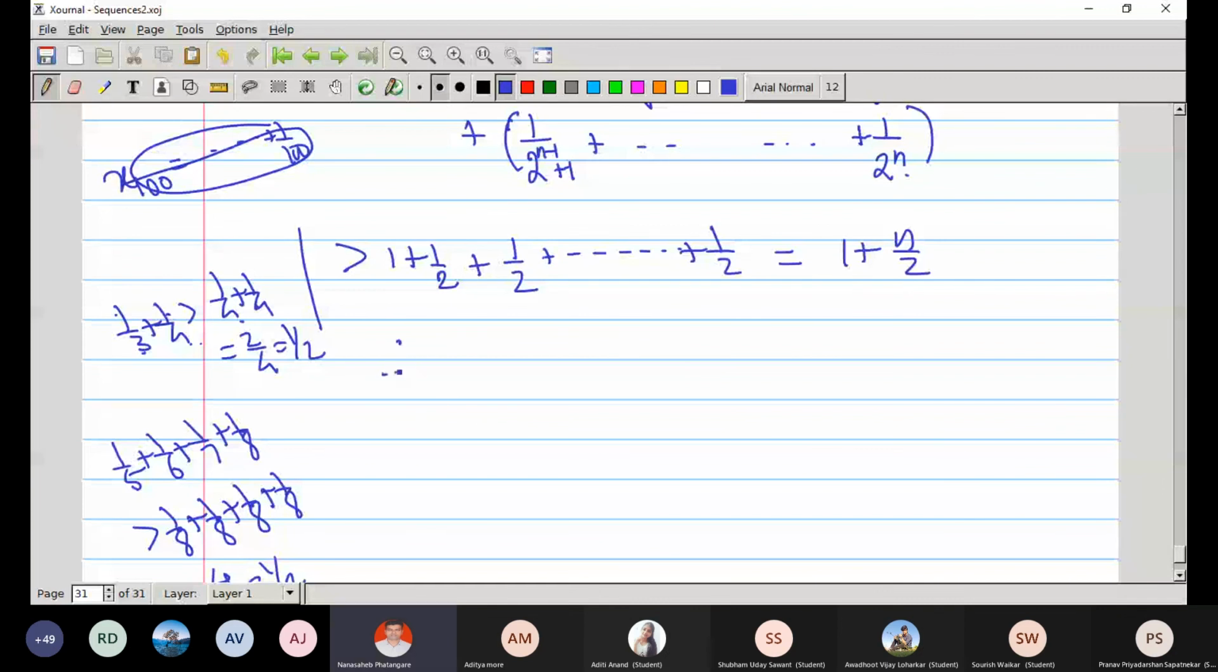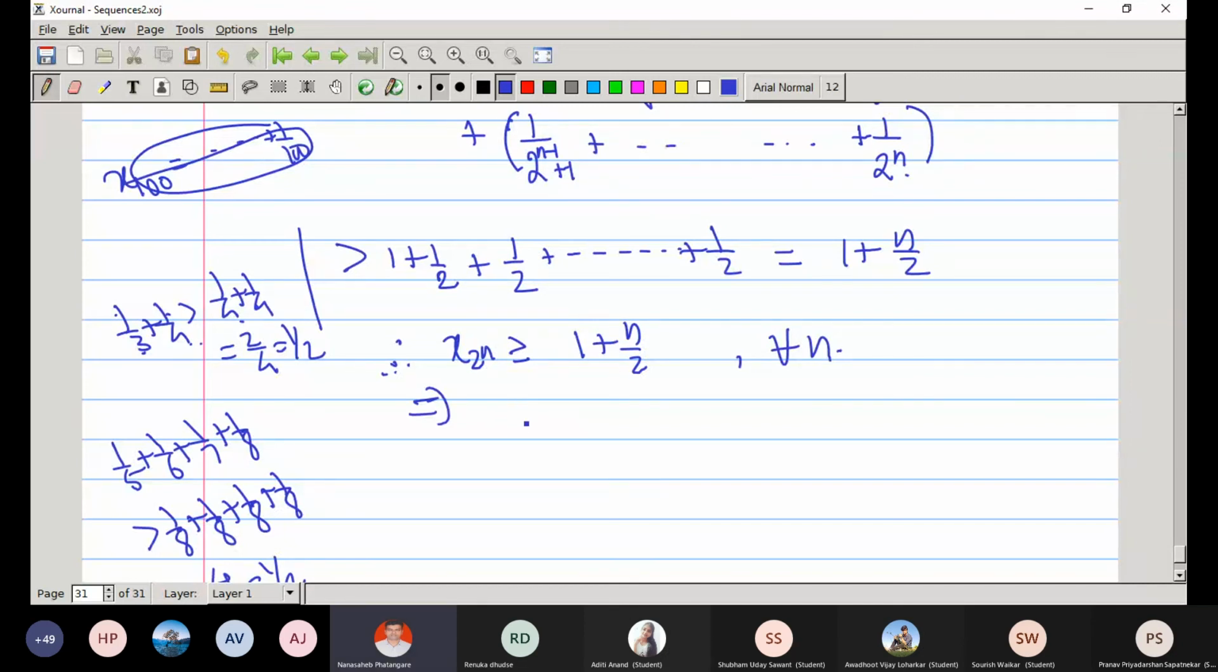So what is the conclusion? x2 raised to n is greater than or equal to 1 plus n by 2. And this is true for each n. No problem, whatever n you select, you choose n as 3, 4, 5, whatever. Every time this is going to happen.